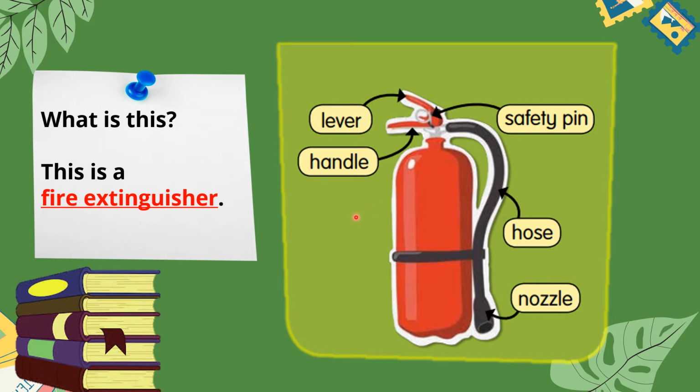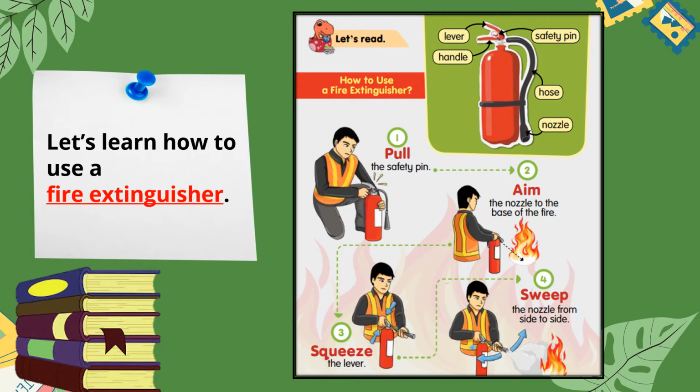Let's take a look at the parts of a fire extinguisher. Lever. Handle. Safety pin. Hose. Nozzle. Now we know what is a fire extinguisher. Sekarang kita tahu apakah itu alat pemadam kebakaran.